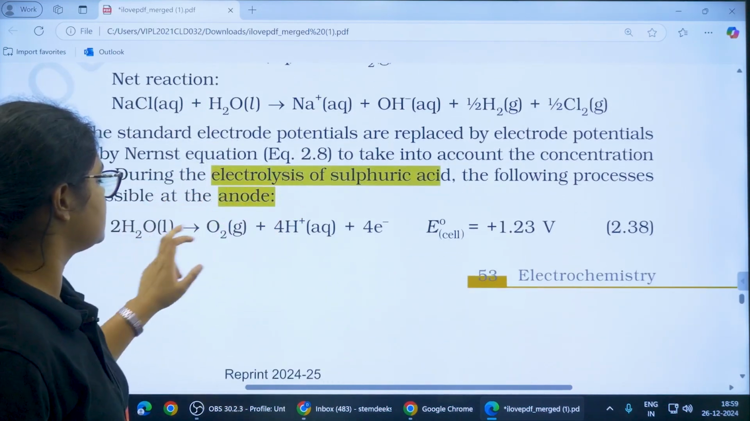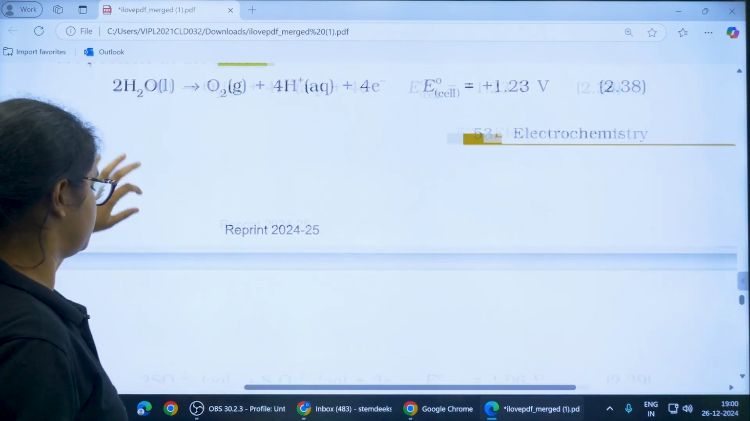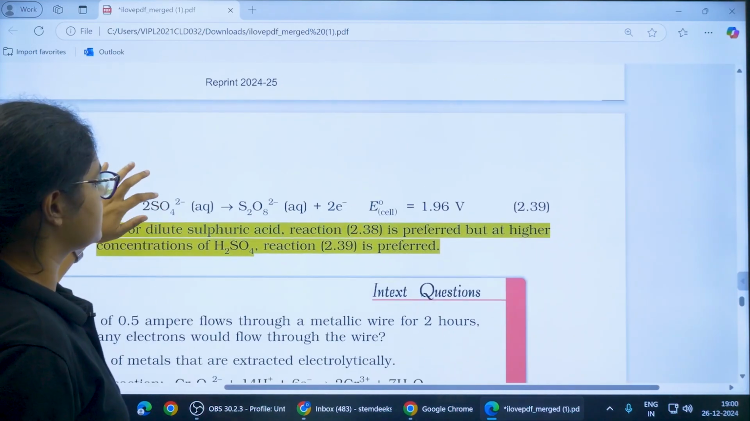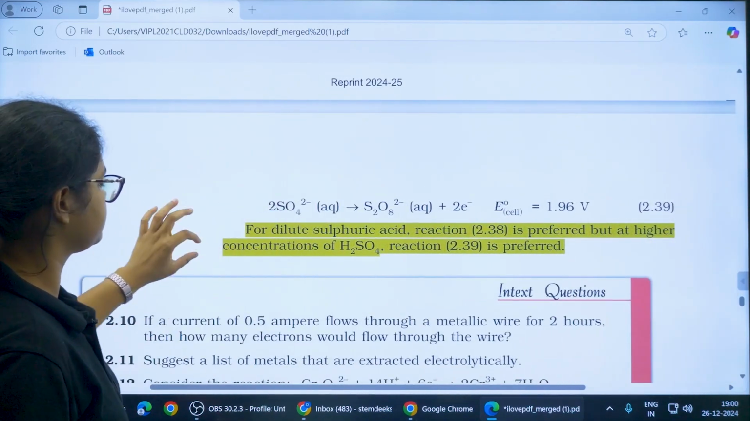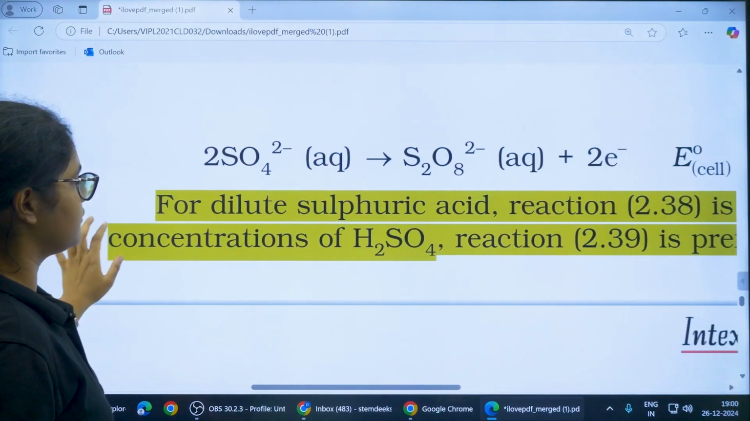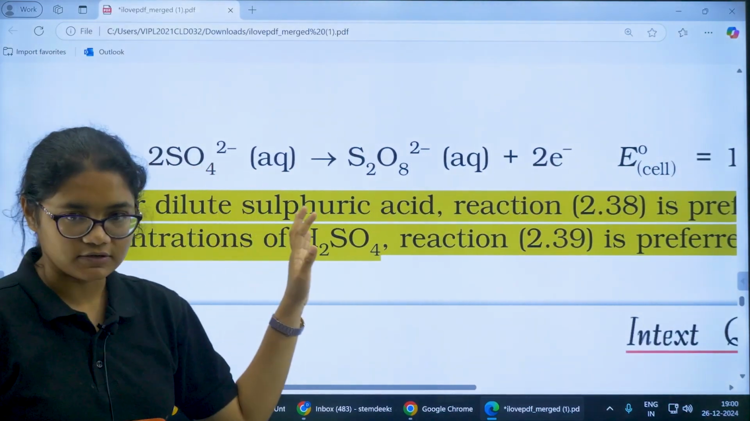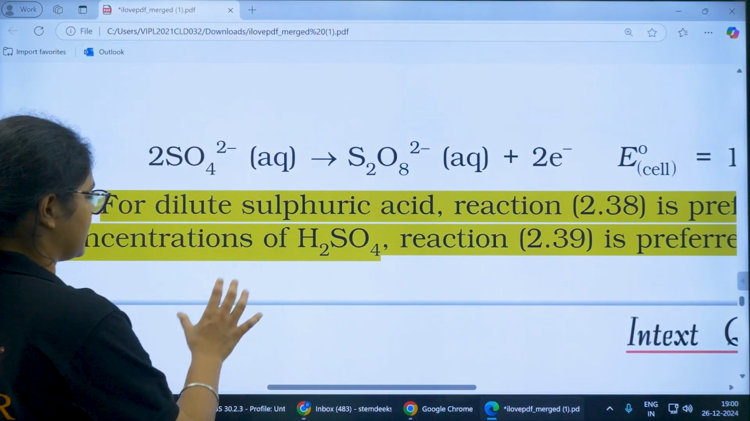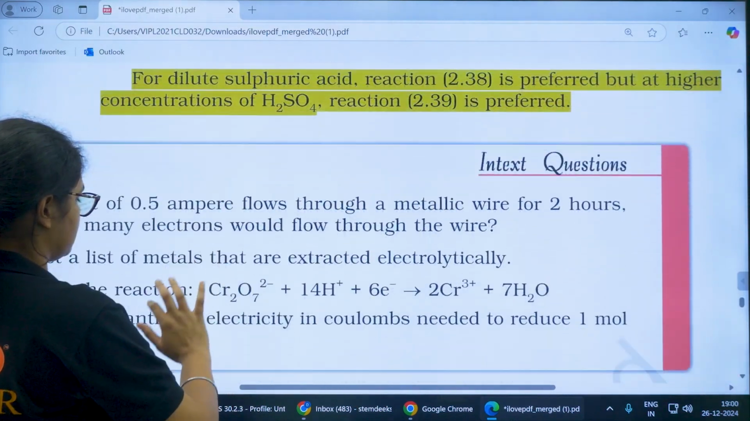Next you have the electrolysis of sulfuric acid, the equations you should know, okay. Next we have, okay, these are for concentrated and for weak, dilute sulfuric acid, the products of electrolysis are given, okay.